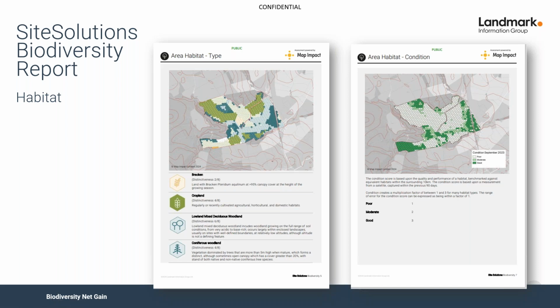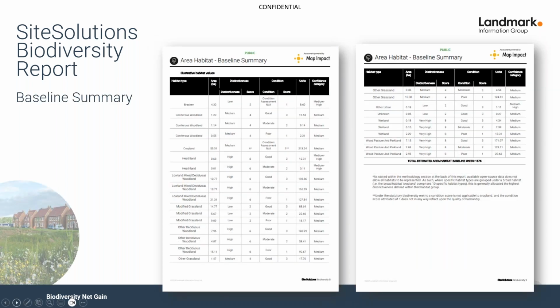If we move on to the next slide, this is then broken down into an easy to use table format, which includes not just the overall biodiversity units of the site, but also a breakdown habitat by habitat of the units within the site. It also lays out what that distinctiveness score is, specifically habitat by habitat, condition habitat by habitat, and then the units as well. So a lot of additional detail on top of the quick biodiversity check report.